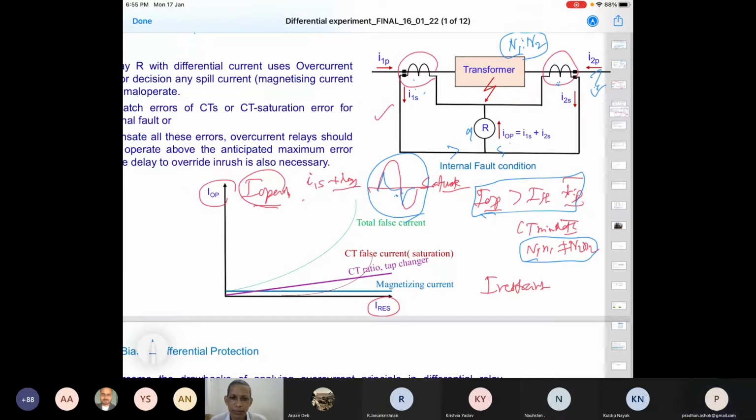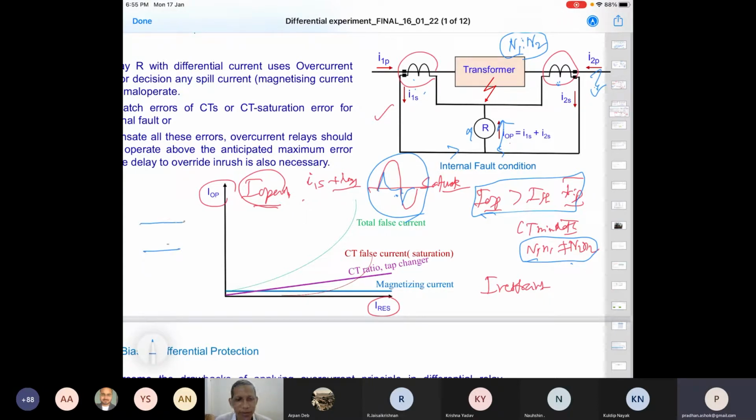Continuously changing, depending upon the loading condition and the voltage profile of that system. So that means there will always be some spill current through this. We'll take care of that. If you do that, someone will say, no, I'll manage with the overcurrent. And what will happen? The overcurrent setting of this level will no more be valid.